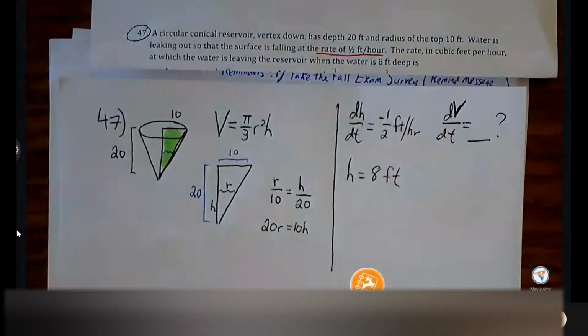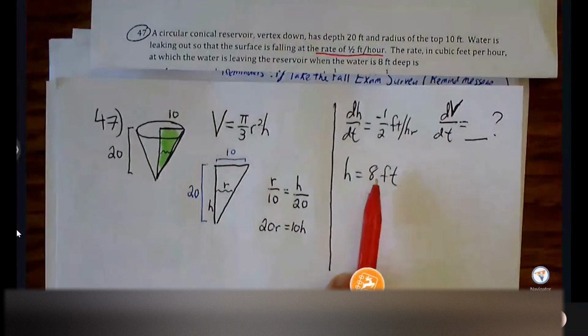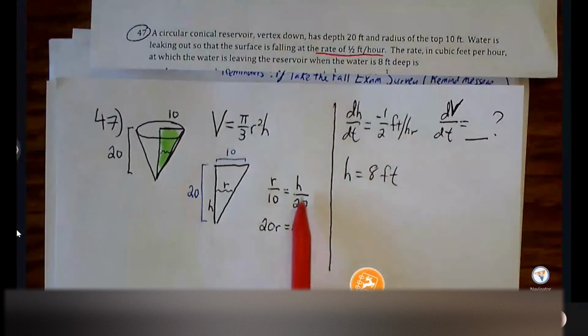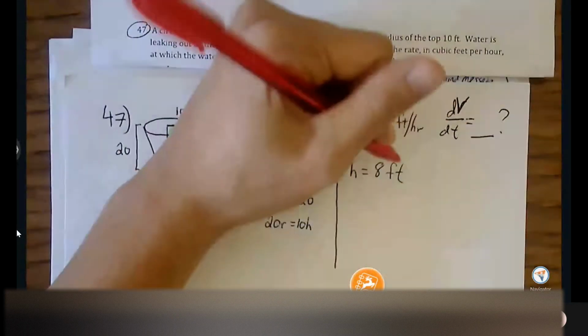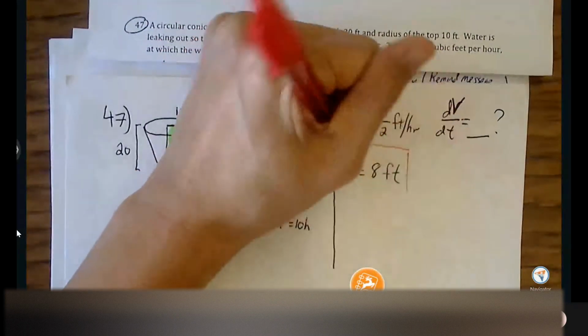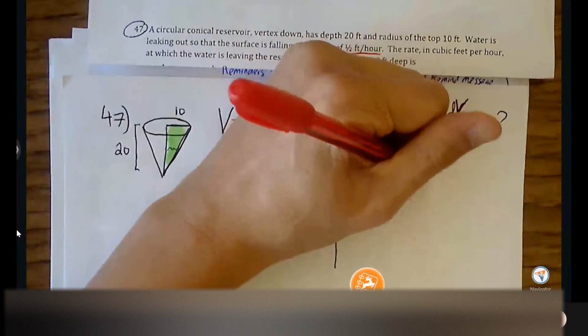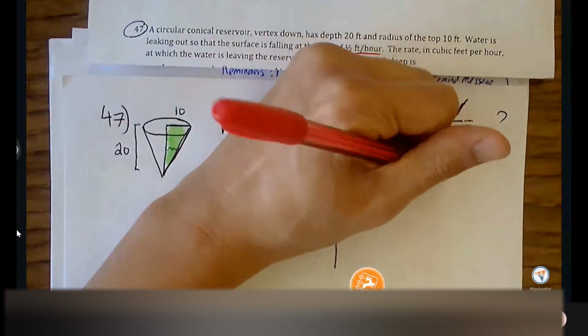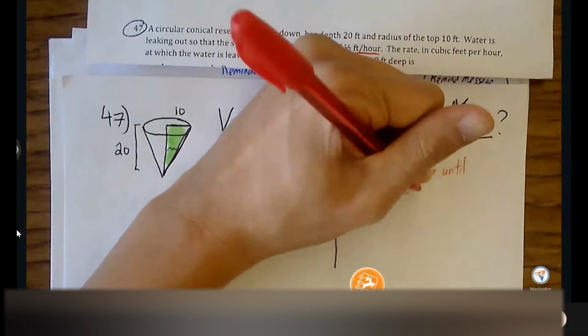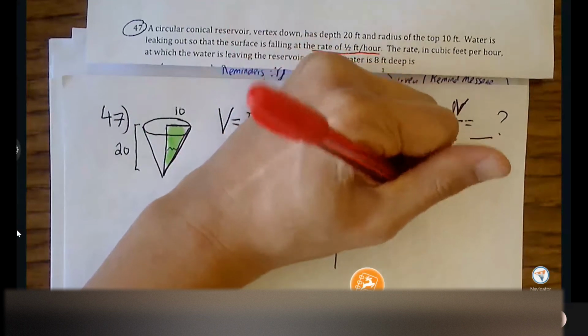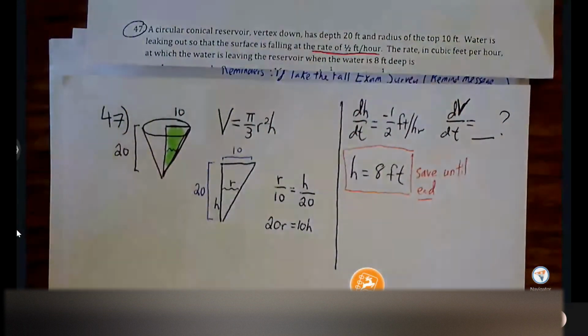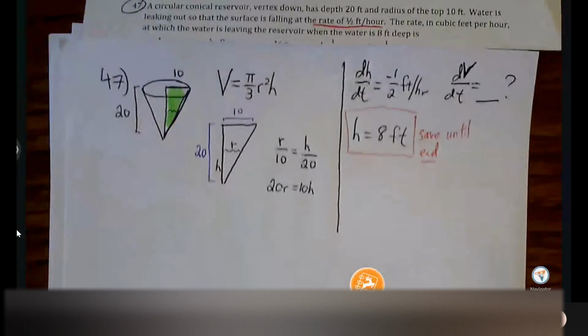All right, careful with this 8 feet. I know some students want to look at that 8 and start putting that into wherever they see h, but we have to hold on to, this is talking about the water level, right? The water level is still changing. So we're going to save this until the end, until we have a specific moment in time to deal with. But until then, we want to hold on to our variable h. So we're not going to use it initially.